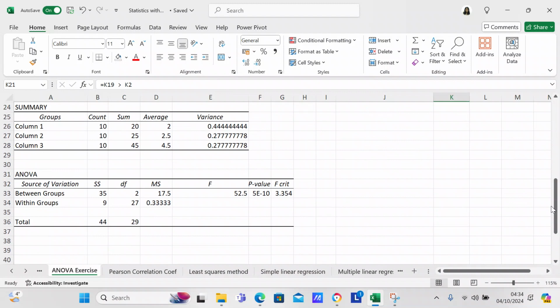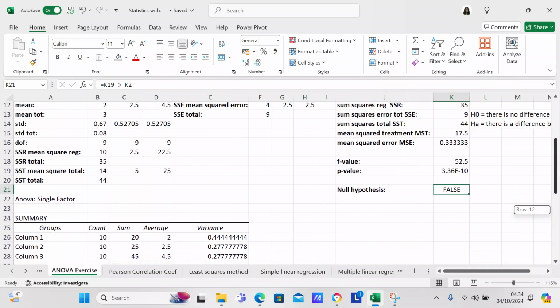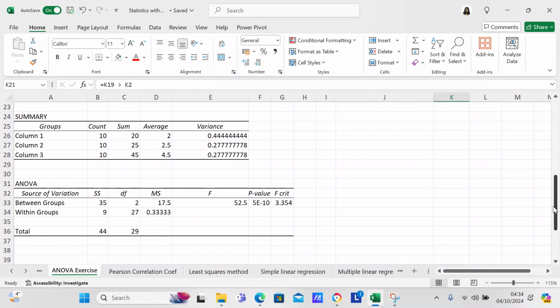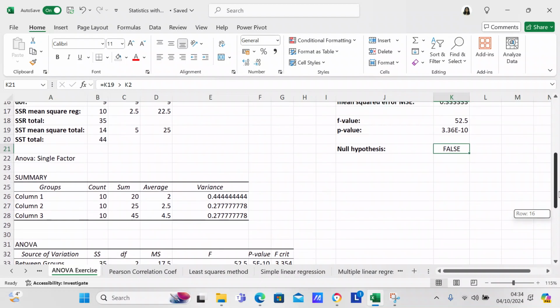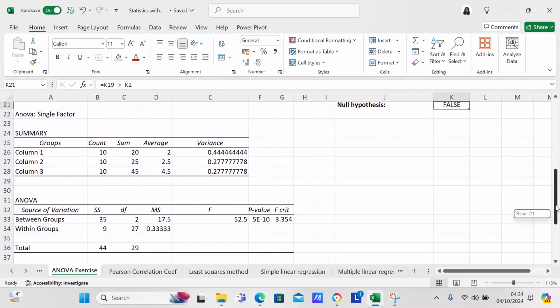And then you've got the mean squares of 17.5 and 333. And so that's going to be mean squared treatment and mean squared error. You've got your F, which is 52.5, the F statistic. You've got your p-value.